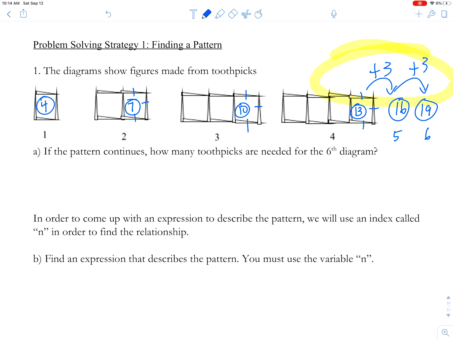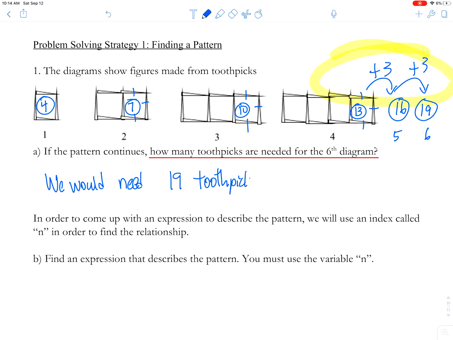So how many toothpicks? The question here was asking how many toothpicks are needed for the 6th diagram. Well, we figured it out. We're going to answer it in words. We would need 19 toothpicks for the 6th diagram.